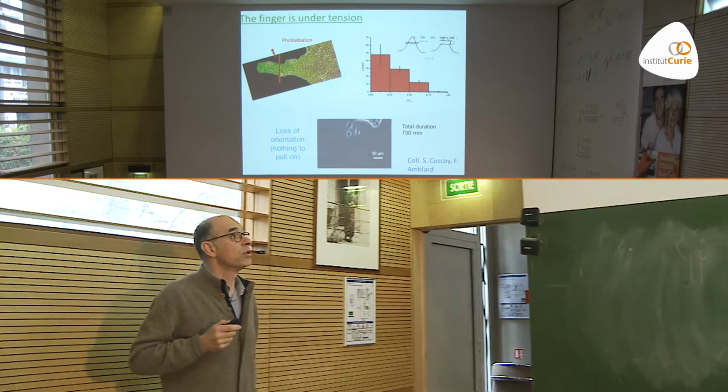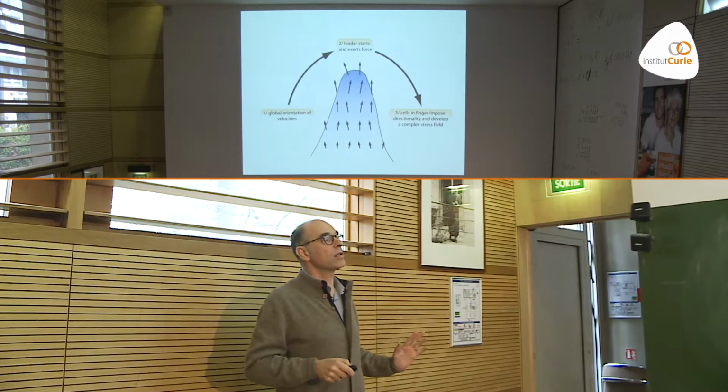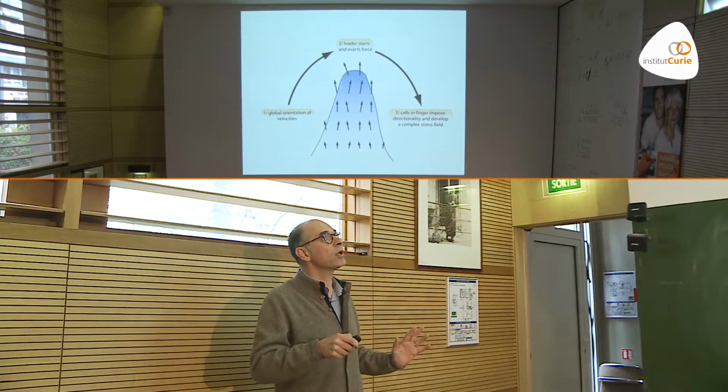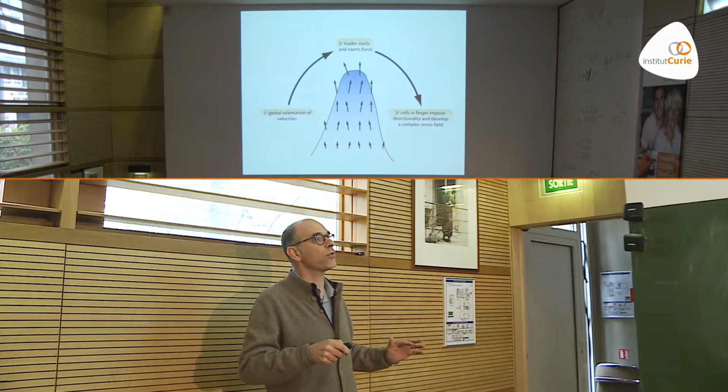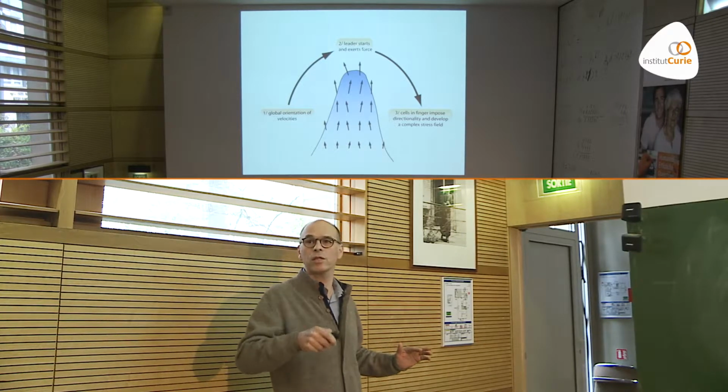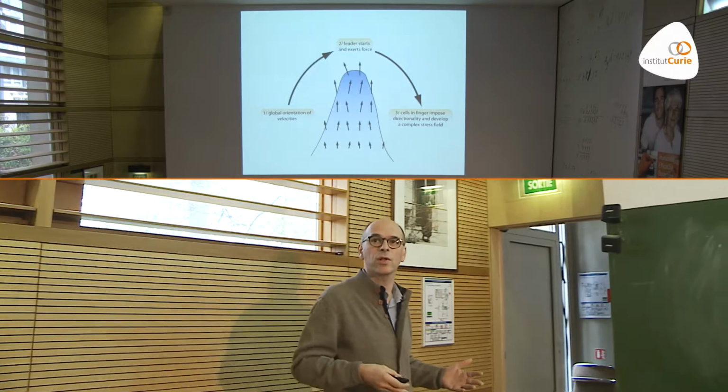Okay, so the conclusion of all that is that the cells behind orient and elect a leader, if you want, that then starts to exert a force, and then altogether this will make a complex tension field in the finger. Yes?